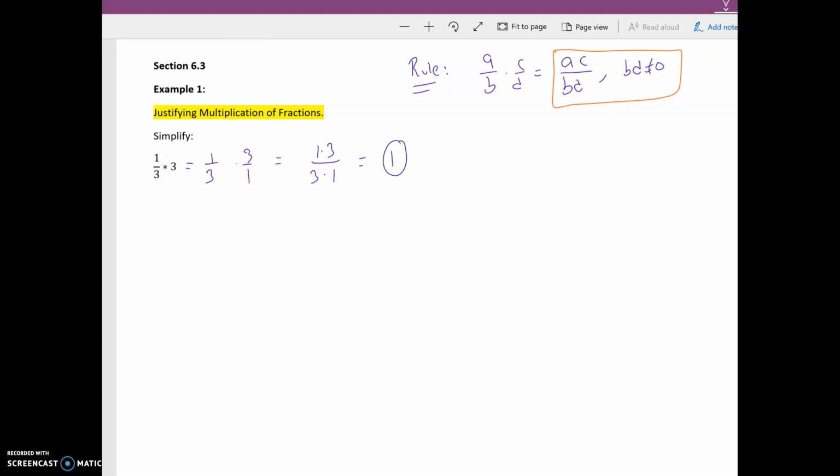Now, what we're using here is basically the rule that tells us the simplification, in this case, the meaning of multiplying fractions. We are viewing 3 as 3 over 1, so it is in fact a fraction. But let me explain the why of it.